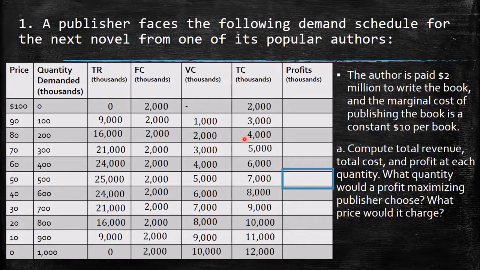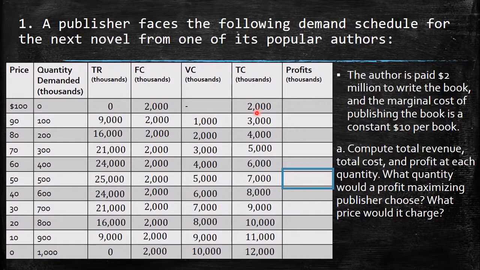Then we already have here the total cost. It's done. Then the profit. What is the definition of profit? What you sell minus how much it costs to you. So then it's going to be the total revenue minus the total cost.